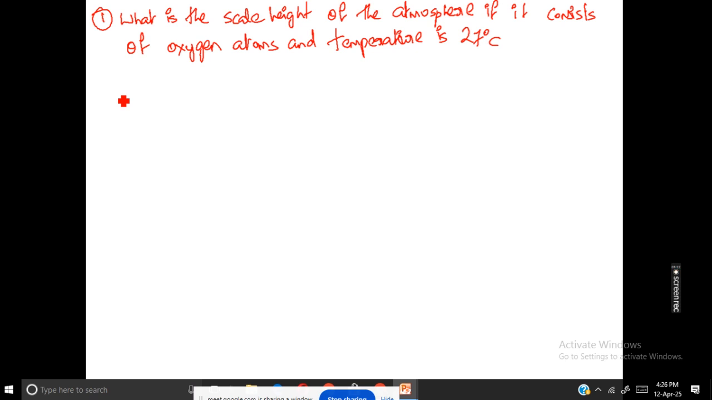When we discussed the concentration of hydrogen ions in the atmosphere, I told that the scale height is actually a function of a particular gas, or it depends on the gas that we are considering. We know that the equation for scale height H is equal to RT by mg. Here, this is not R_d. This is the universal gas constant R.